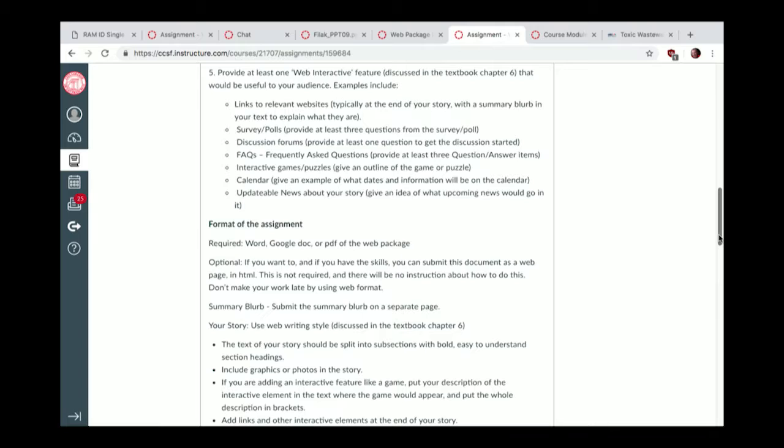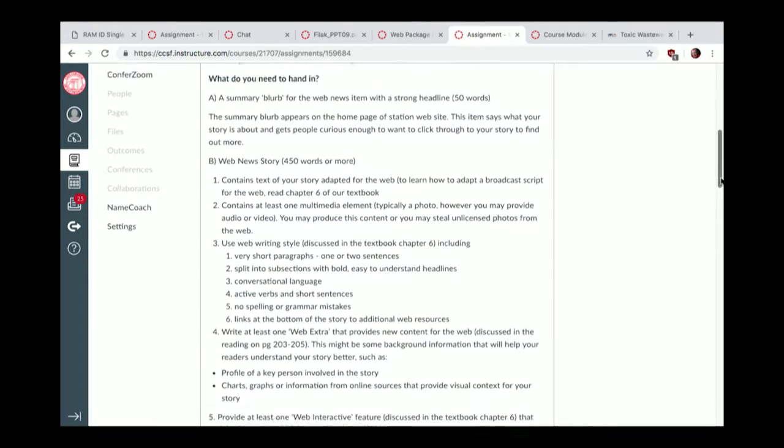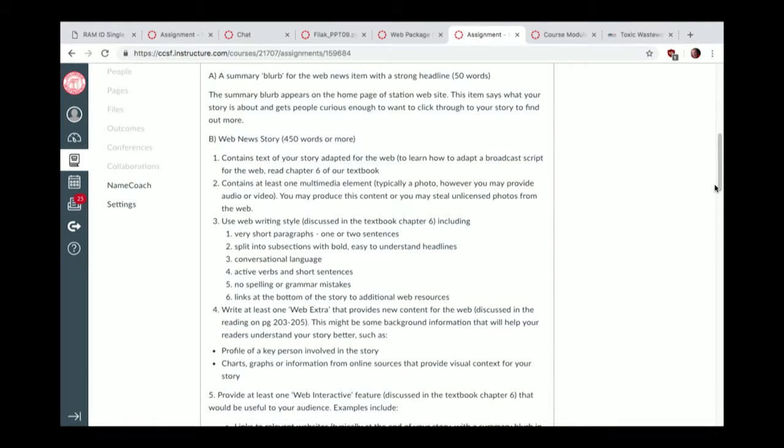So let's just review again what's in the web package, which is 5 parts. First, a 50-word summary of what the story is about. It could be very closely related or adapted from the lead of your story, because we know that in the lead of your story, you're going to try to put your main point and the most important facts. This would probably be a good place to put that, because the blurbs also rate highly in SEO. So that's a little 50-word thing, separate.